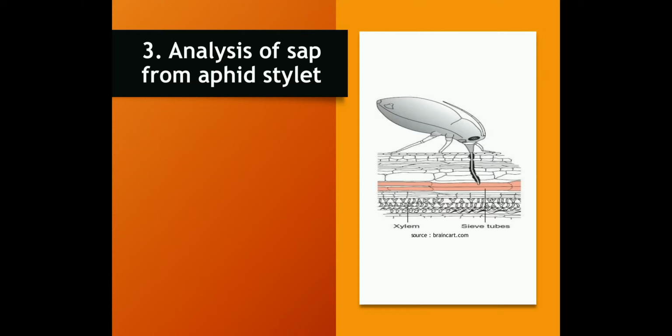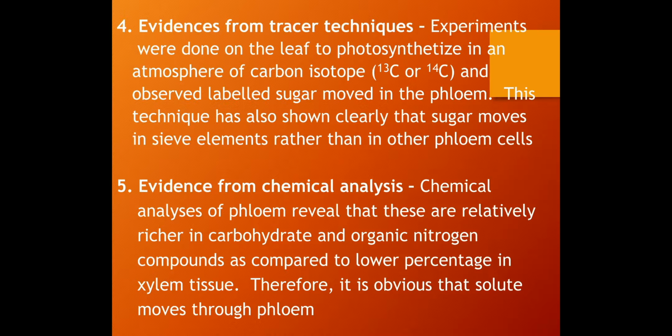The severed stylet forms a tube connecting the contents of the sieve tube with the exterior. When it is cut, due to the hydrostatic pressure in the sieve tube, sap begins to come out through the aphid stylet. The droplets are collected and analyzed chemically, and the result supported that the translocation of solute takes place through the phloem sieve tubes.